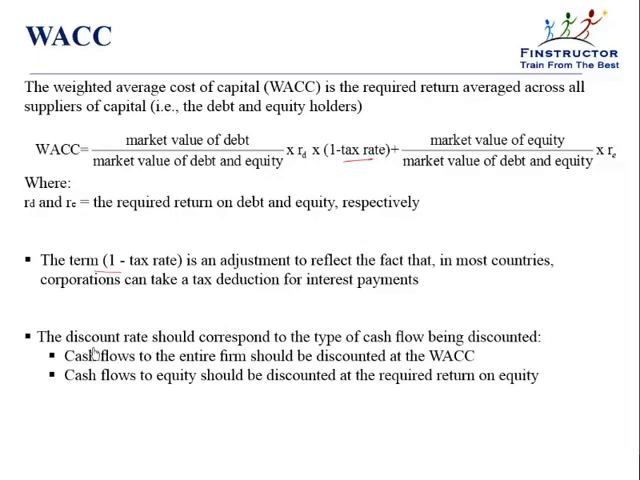And you should be very careful about which discount rate to use. The discount rate should correspond to the type of cash flow being discounted. If you're discounting cash flows available to the entire firm, that is cash flows available to both debt and equity, then you need to discount by the weighted average cost of capital, or the WACC. If you're discounting cash flows only available to equity, then these need to be discounted at the required return on equity.